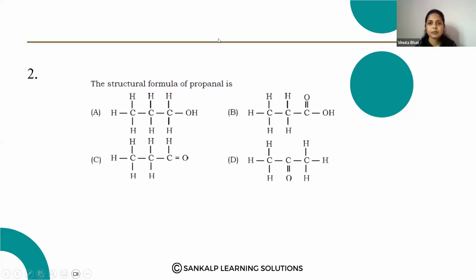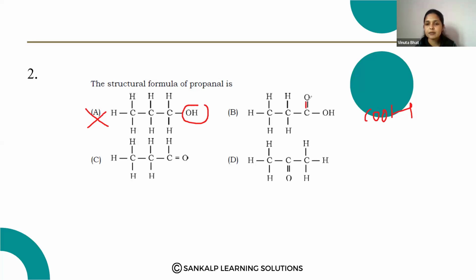Next question. The structural formula of propanol is... the structural formula of propanol contains the alcohol group, the OH group. See the options A, B, C and D. In option A, the OH group is directly attached, so that is wrong. Here, the C double bond O group is attached.